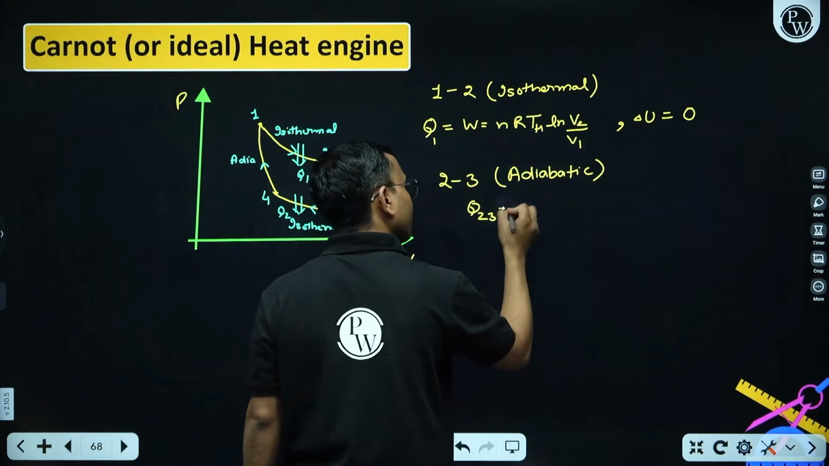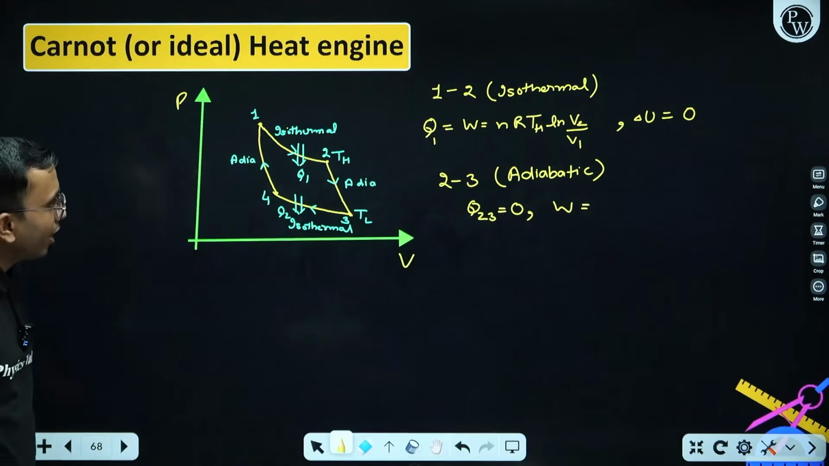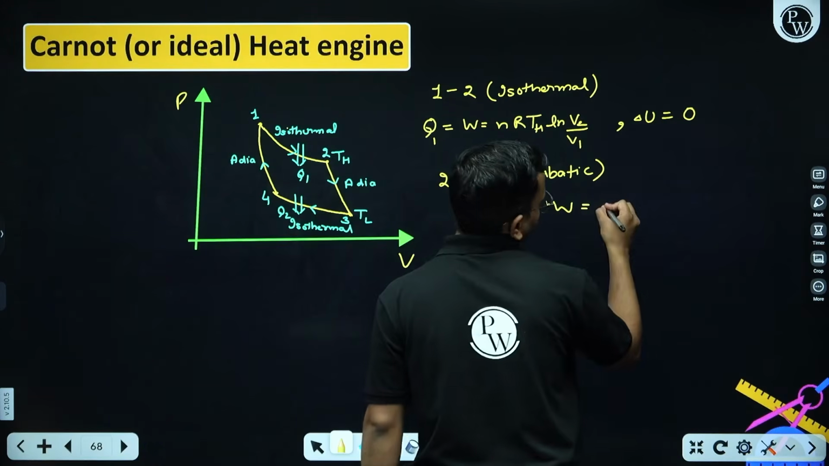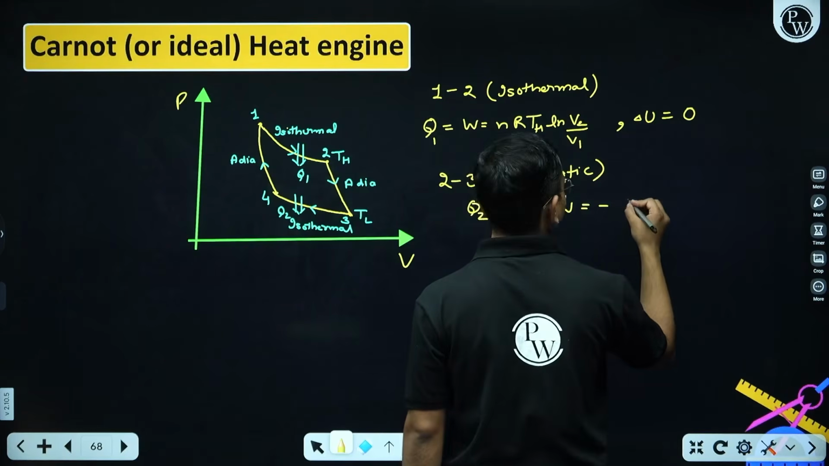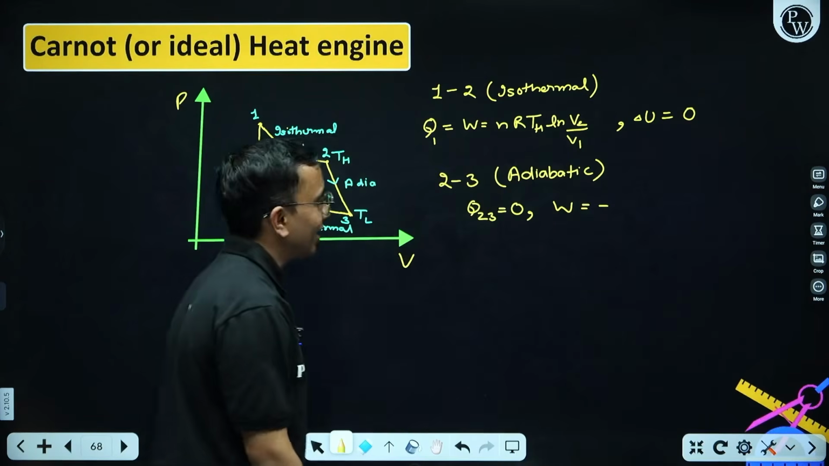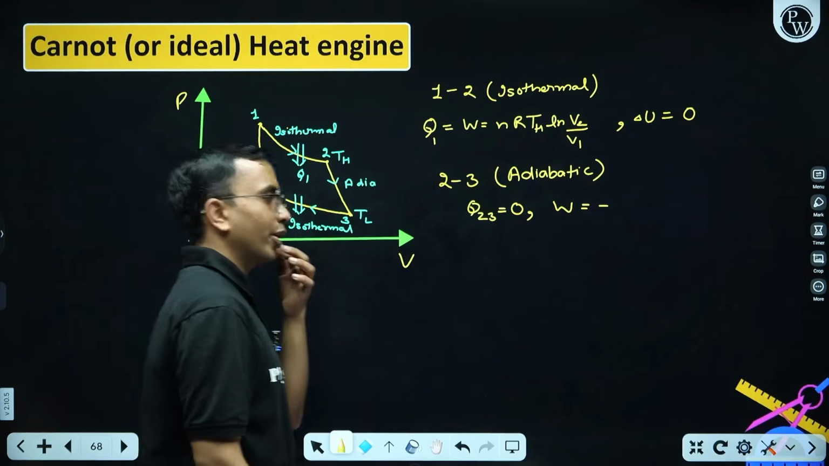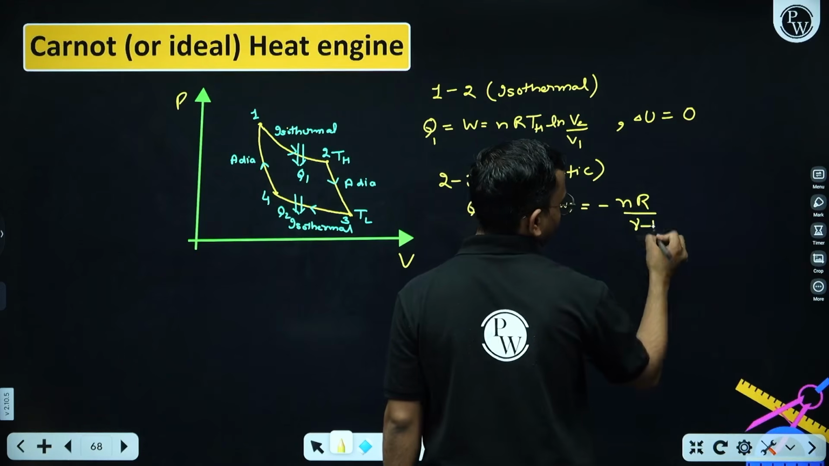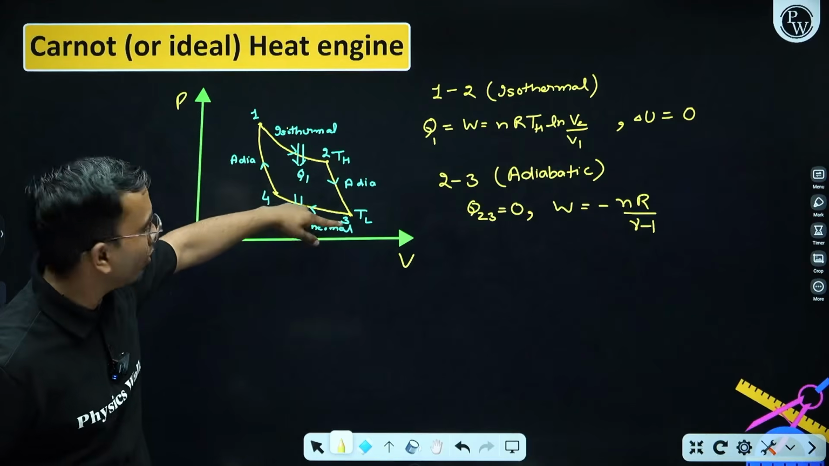Q23 is 0. Now work done, if we write, what is that? In an adiabatic process, work done is minus of delta U, which is minus nCV delta T. Now CV we can write in terms of gamma: nCV is nR upon gamma minus 1, times delta T, where delta T is T low, the final, minus T high.